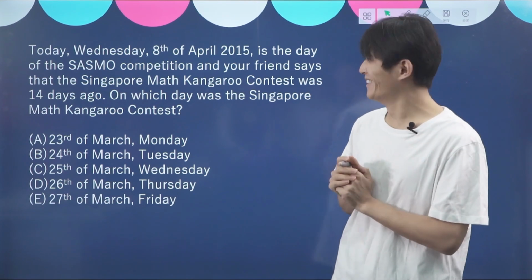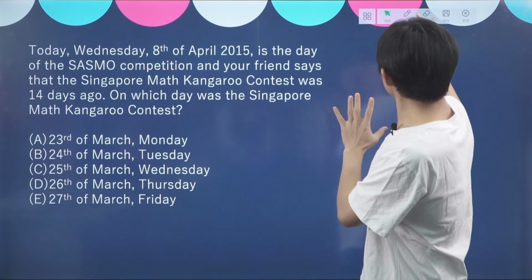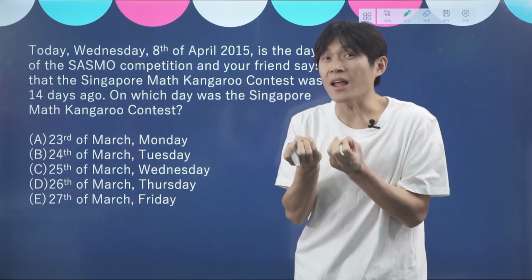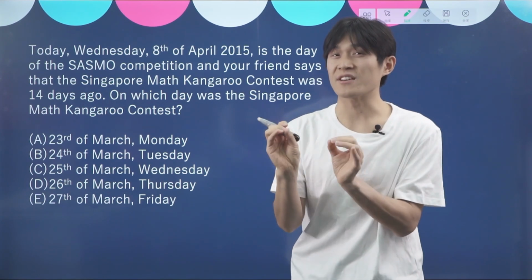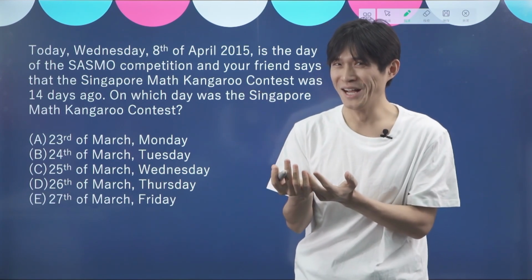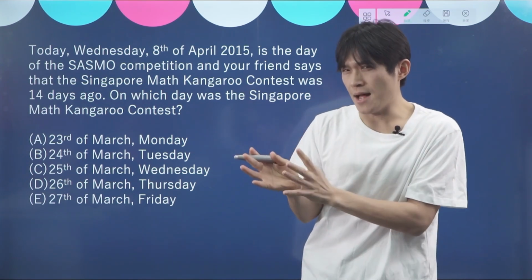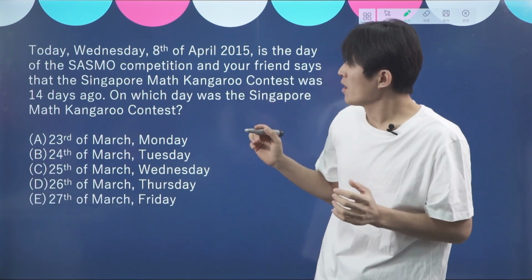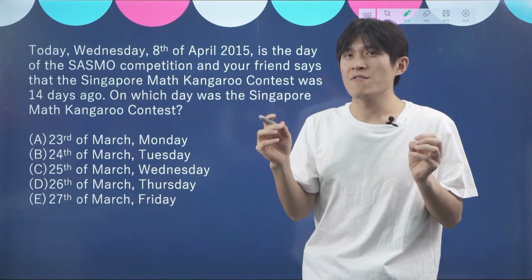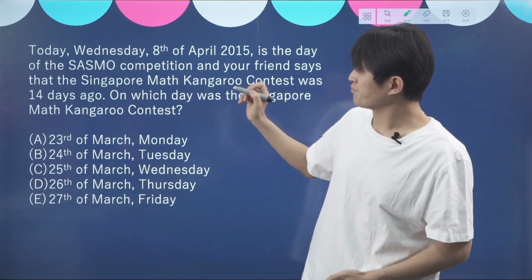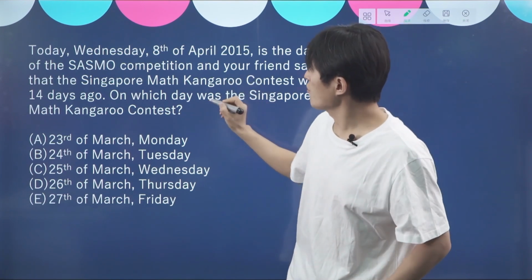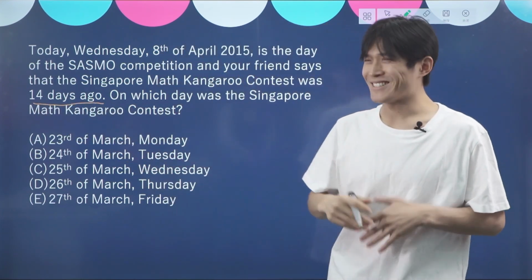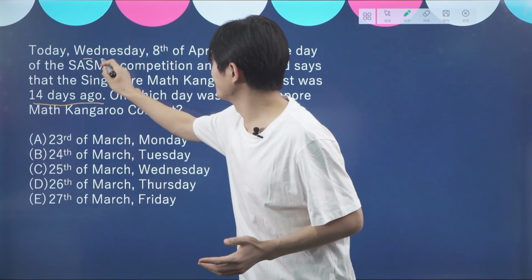Let's do it together. All right, so when you try to solve this problem, you need to find the day of the week and the specific date of the month. So first, let's break it down. First, we try to find the specific day of the week. We need to use a method of the remainder. We call it a period cycle. So we notice that it's 14 days ago, and today it is Wednesday.